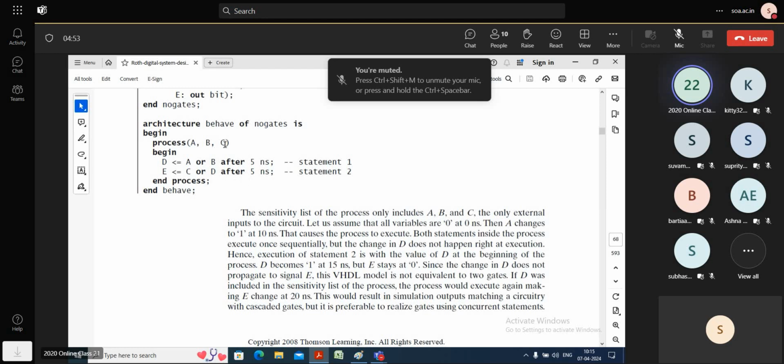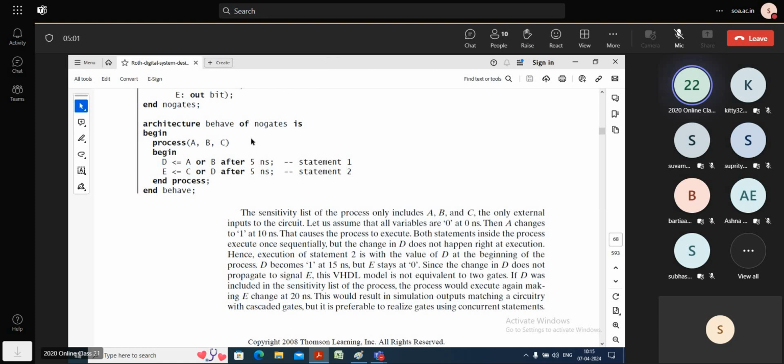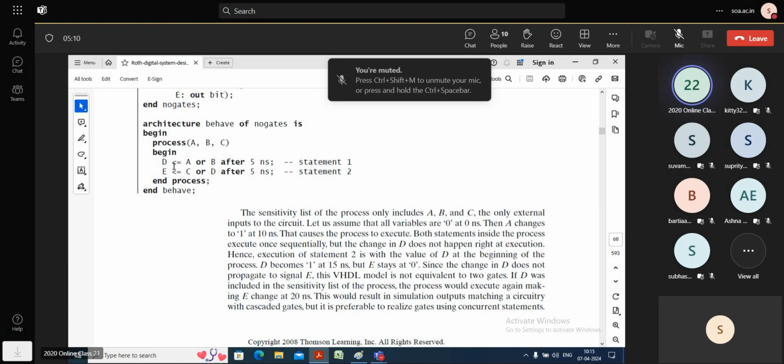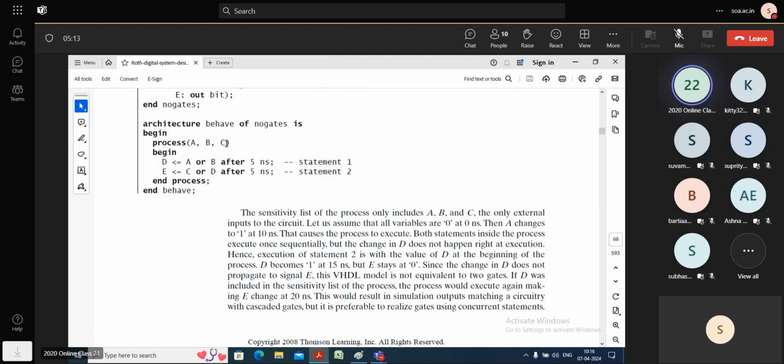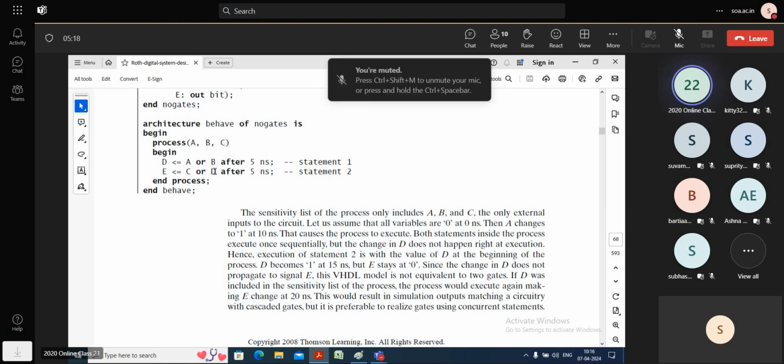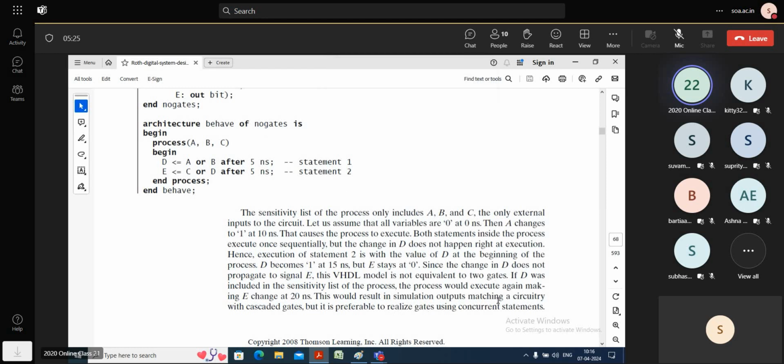So the change we need to make is to also include D in the sensitivity list. If you are not including it, then as D changed but there was a propagation delay, the value of E becomes 0, but the value of E should be 1. So when there is a change to D, because E is dependent on that, you should also include D in the sensitivity list. Then we'll get the correct result, matching the circuitry with the cascaded gates.